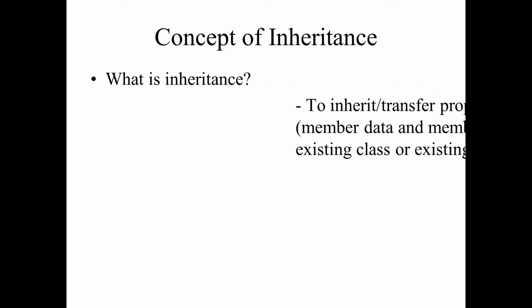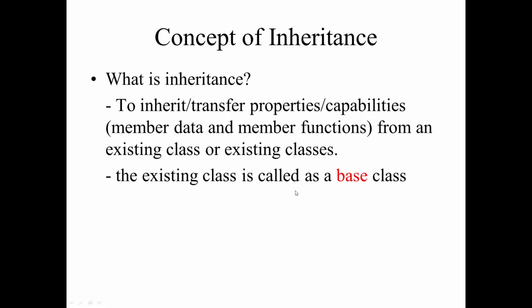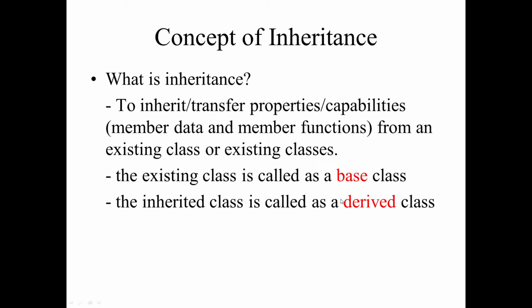What is inheritance? To inherit or transfer the properties or capabilities from an existing class or existing classes. So already we know the concept of class. A class has its data members and member functions. So from one class we can transfer those characteristics to another class. The existing class is called the base class, while the inherited class is called the derived class. So we can pass the base class contents or base class properties to the derived class.